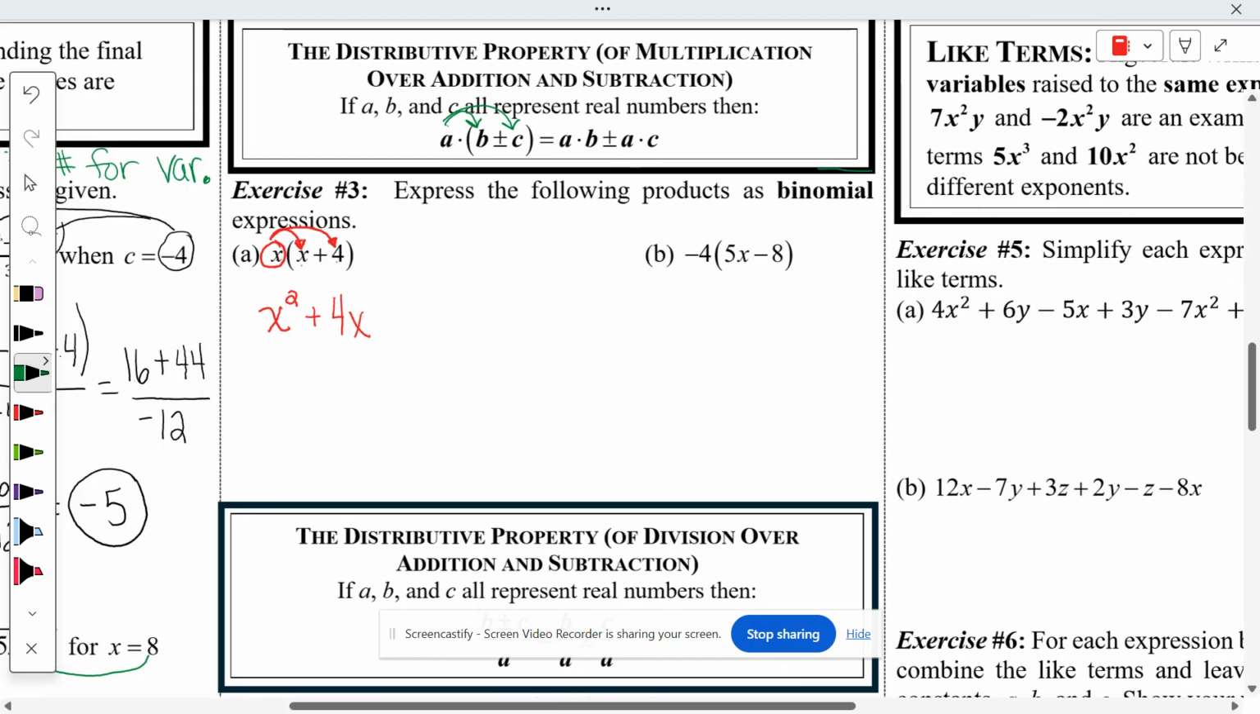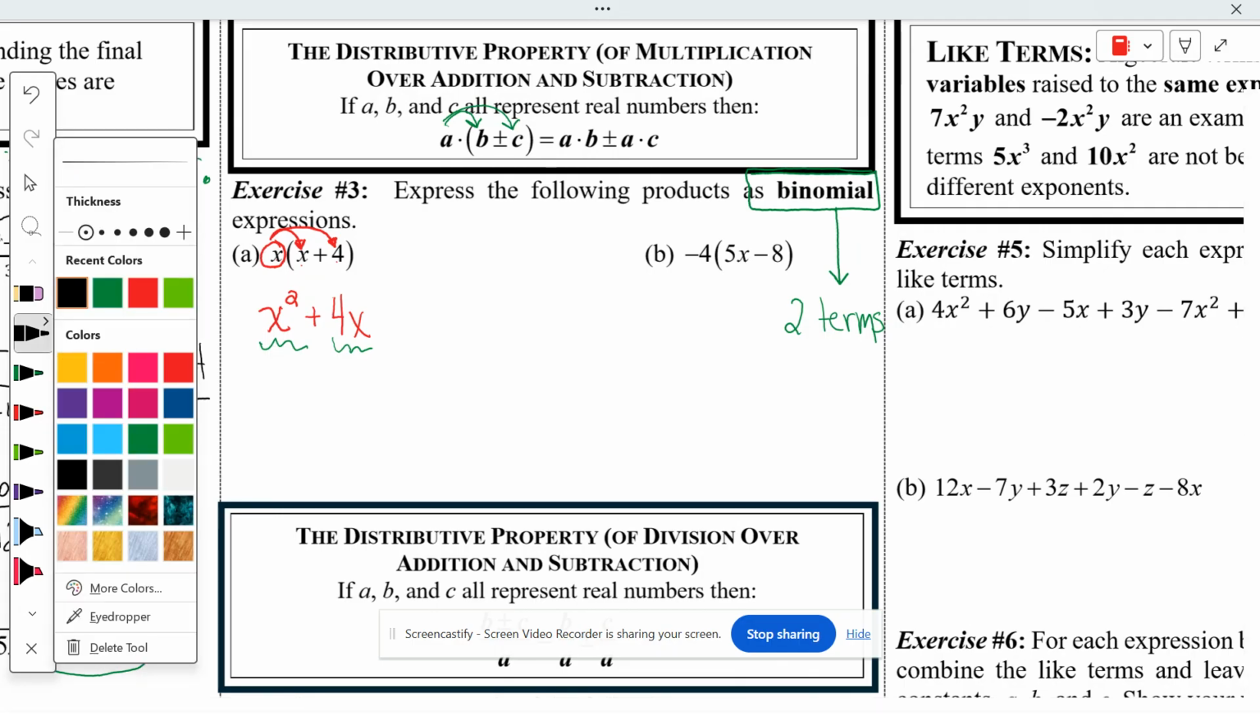So it says express the following products as a binomial. That's one of your vocabulary words, and I want to talk to you about that. A binomial is just anything with 2 terms. Bi means 2. So this has 2 terms. Nomial is number, 2 numbers. 1 term, 2 terms. Remember I said at the beginning of our lesson that terms are separated by a plus or a minus. Okay, so this has 2 terms.